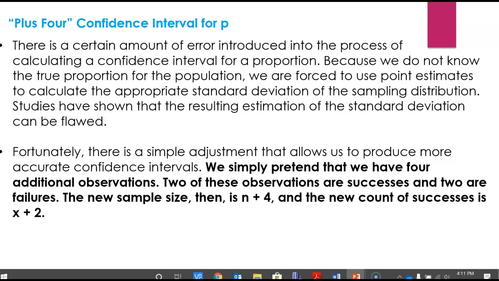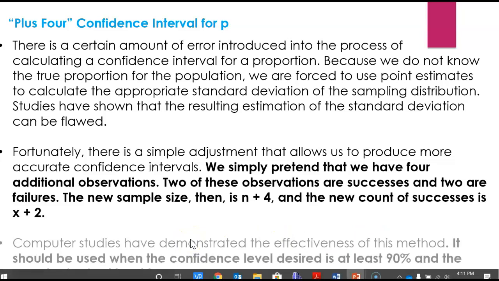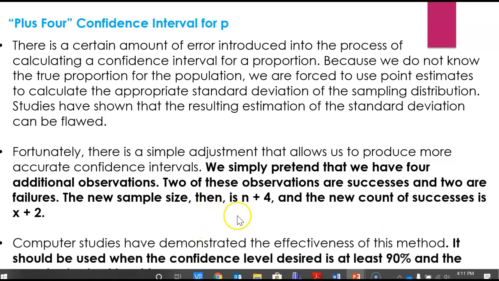We simply pretend that we have 4 additional observations. 2 of these observations are successes and 2 are failures. The new sample size then is n plus 4, and the new count of successes is x plus 2. Computer studies have demonstrated the effectiveness of this method, and it should be used when the confidence level is at least 90%.